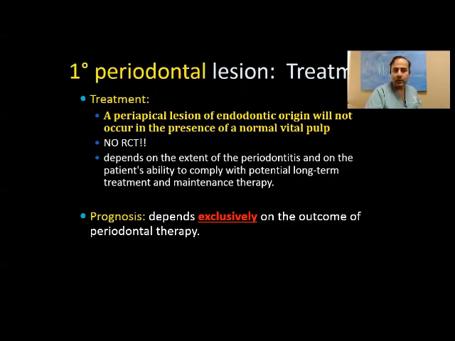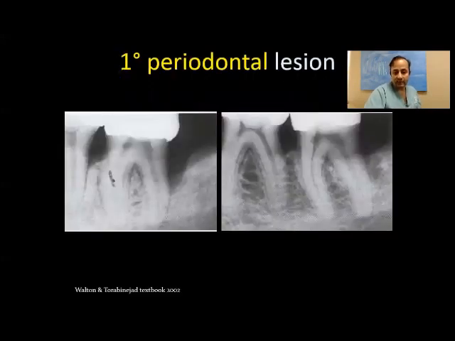A periapical lesion of endodontic origin, we have to remember, does not occur in the presence of a normal vital pulp, so we should not do the root canal treatment. Depending on the extent of the periodontitis and on the patient's ability to comply with the long-term periodontal treatment and maintenance therapy, our prognosis would become different, and that would exclusively become dependent on the outcome of the periodontal treatment.